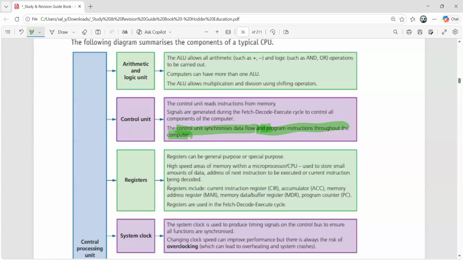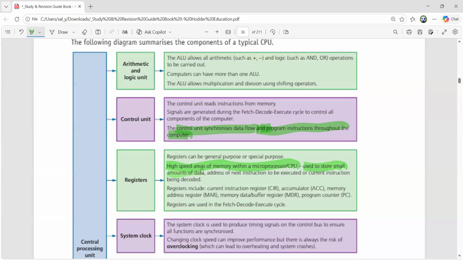Now, after that, registers. Registers can be general purpose or special purpose. And what are they? Again, a definition can come in the paper, and has come in the paper: high-speed areas of the memory within a processor. That is the simplest of all definitions. Registers are simply high-speed memory locations within a CPU, used to store small amounts of data. Remember, the memory is not very huge for registers. They simply store very small data, and that data needs to be processed at that time.